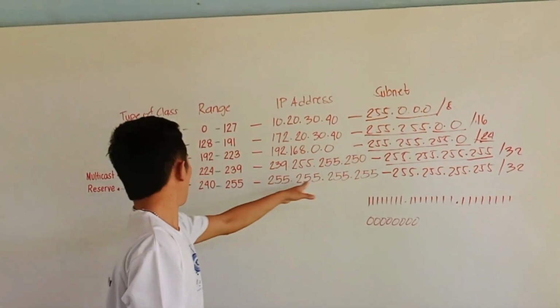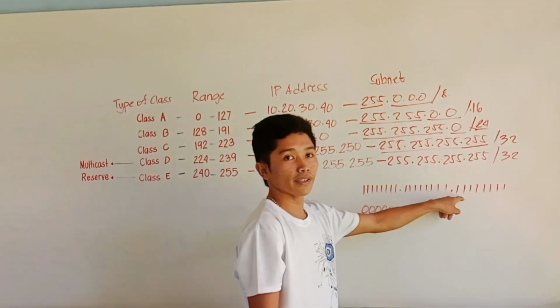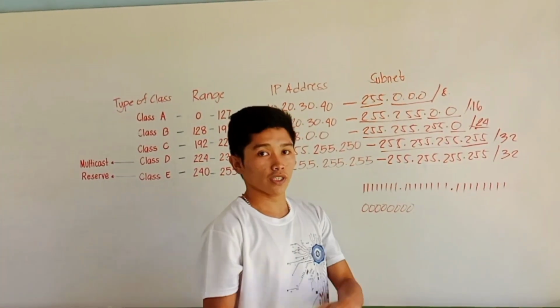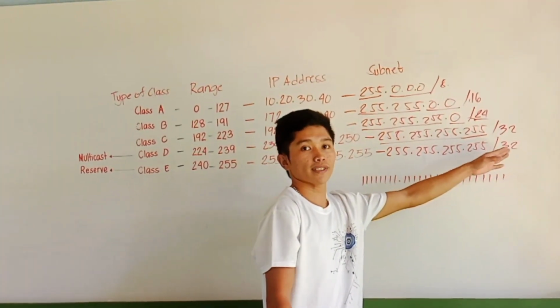Then for the following classes, it will be the same. We need to add all the 1s excluding 0. So that's why we can determine the subnetting number or bits.